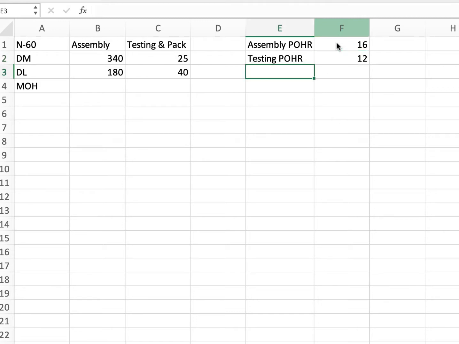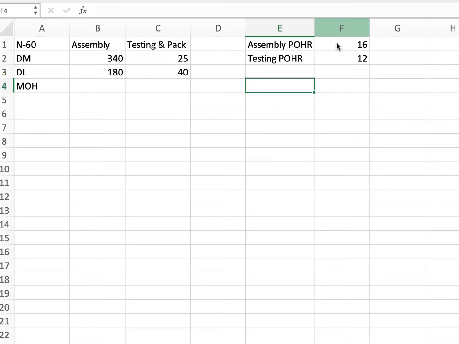So we need to apply $16 to the assembly, and we need to apply $12 to the testing and packaging department. What is our driver? Well, it tells us that both of these departments use direct labor hours. Not a problem. So we have to figure how many labor hours each of these departments uses. We'll think back to our last problem. Well, that's easy.